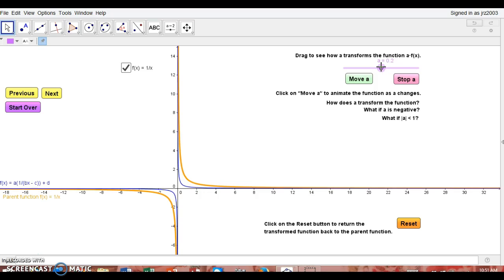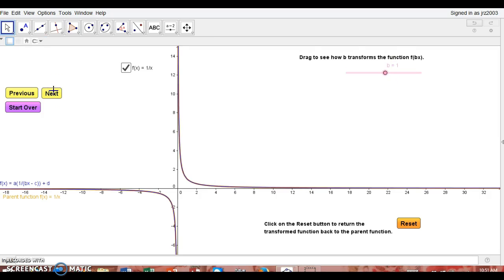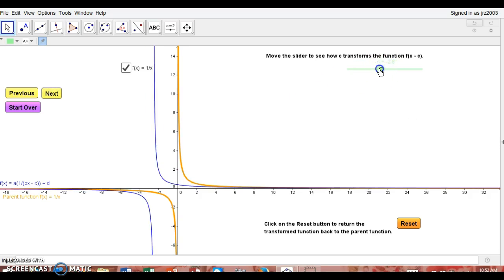It gets closer to the origin. And if the absolute value is greater than 1, it moves farther away from the origin. But the asymptotes don't change. I would talk about this with my students as well. We change b. And then we do c.